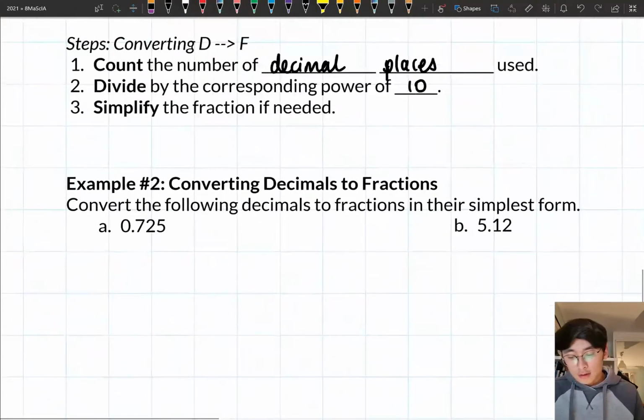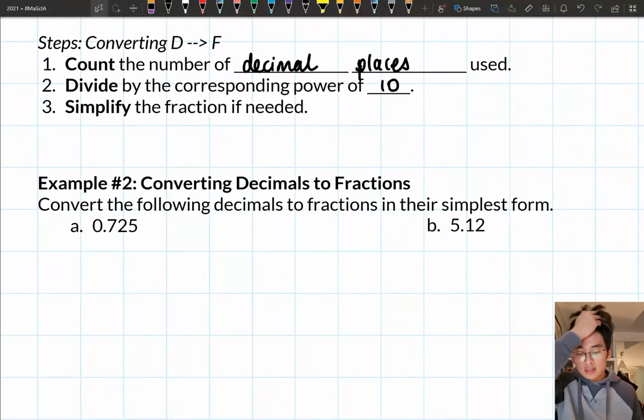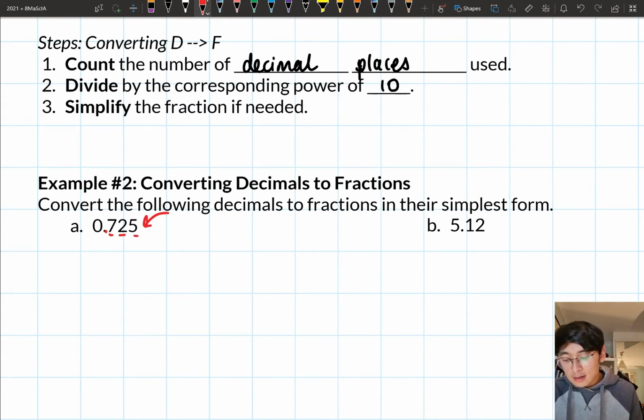So I've got this first one. Convert the following decimals to fractions in their simplest form. So A, I've got 0.725. What I'm going to do is first count up the number of decimal places used. So here, after the decimal point, I've got 1, 2, 3. And so that means we've got tenths, this is my tenths, this is my hundredths.